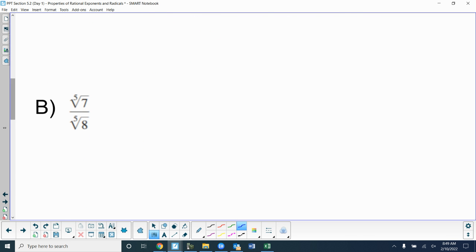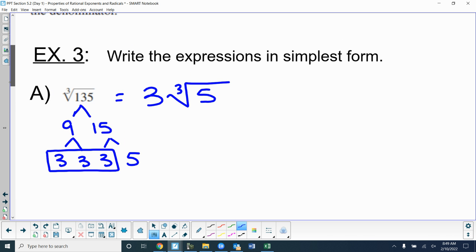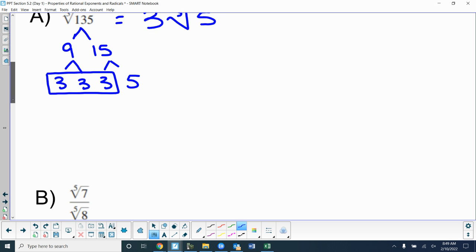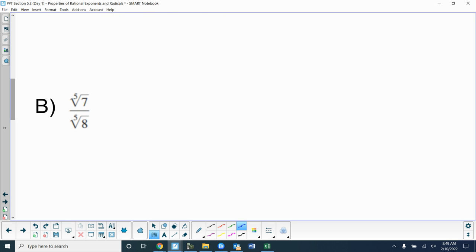All right, the first thing I would try to do, so was that the answer to that? Yeah, that was the answer. 3 cube root of 5. Okay, if I can divide 8 into 7 and simplify that, I would. Is there a number that goes into both 8 and 7? No. Okay. Are we allowed to have radicals in denominators? No. Okay. Now here's what I do. I do a factor tree for this, so I don't have to write really big numbers under here.